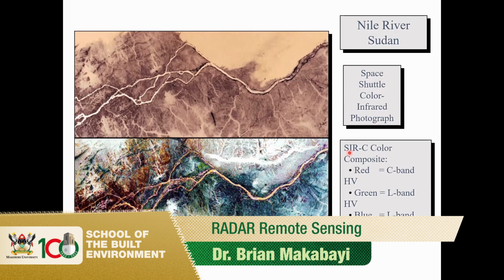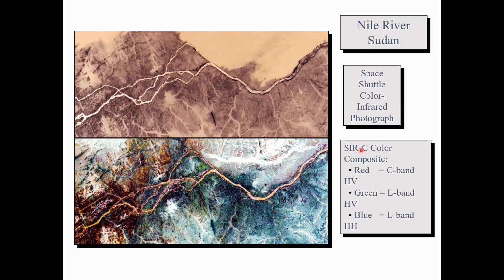Then you have the radar image, which is a color composite. This is called the SAR, S-I-C, one of the sensors. Now, we have red. So what they do here in the C-band, VH is taken out to be red. Remember how we construct color in optical images? This is how we construct color in radar images. We use different polarizations to represent different colors.